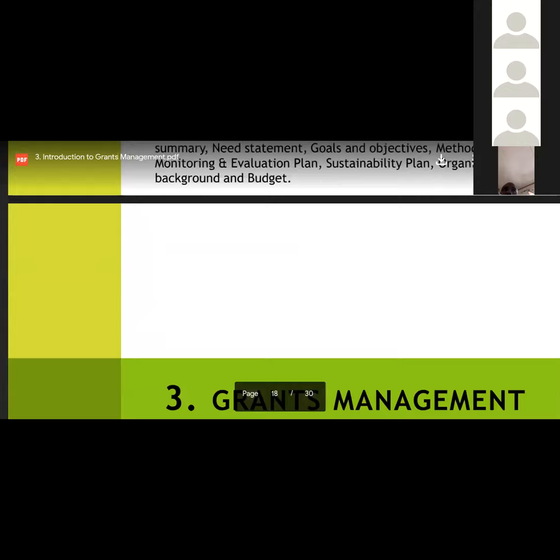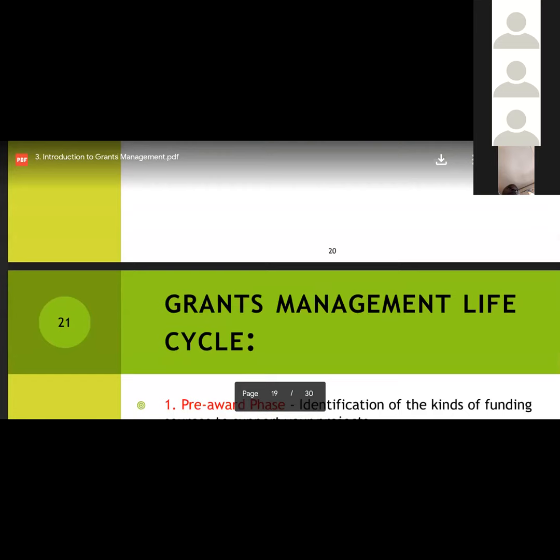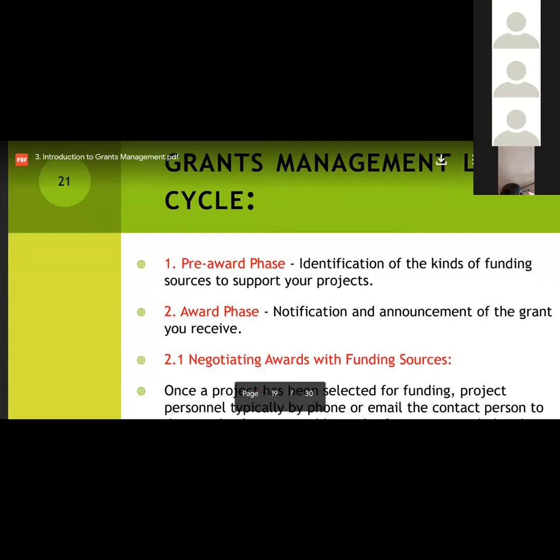Now, as we said, we also want to highlight a few things about the grants management cycle. We mentioned it, but we didn't specify what exactly goes into the different stages. So we mentioned the pre-award phase. In the pre-award phase, it normally involves identification of the different kinds of funding sources that we want to support our projects. We have been able to emphasize this in the proactive grant application process. We were able to emphasize this quite clearly.